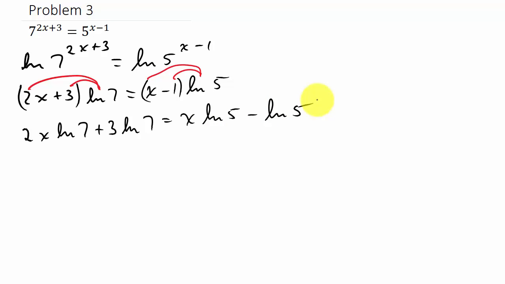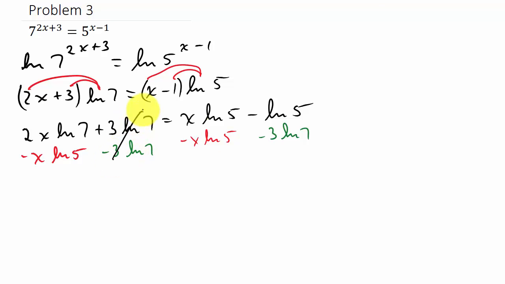Now, solving for x. Everything that has an x has to come to one side. Everything that doesn't have an x has to go to the other side. So I'm going to take this term and move it over here, and this term and move it over here. So I'm going to subtract x natural log 5 to both sides. And then here I'm going to subtract 3 natural log 7 to both sides.